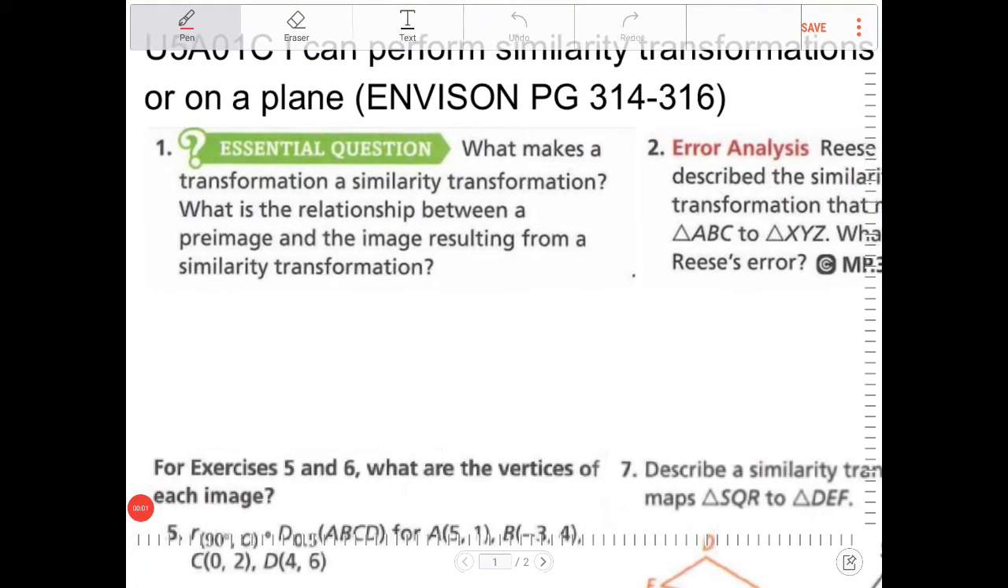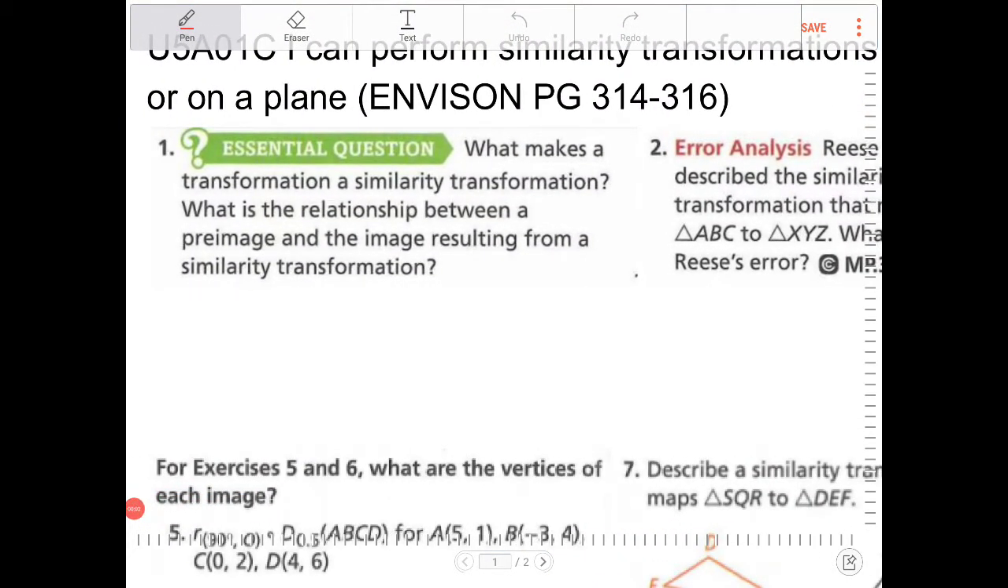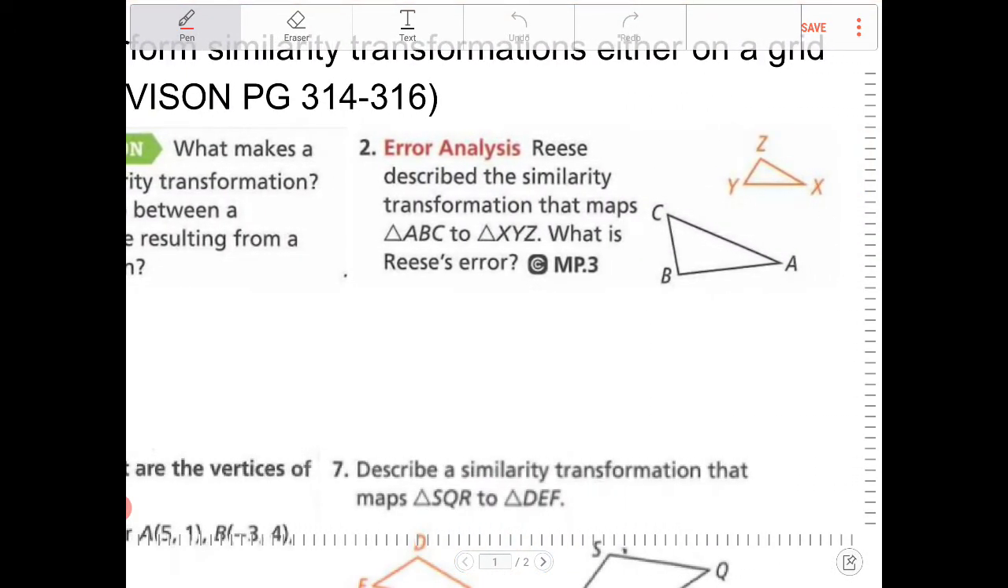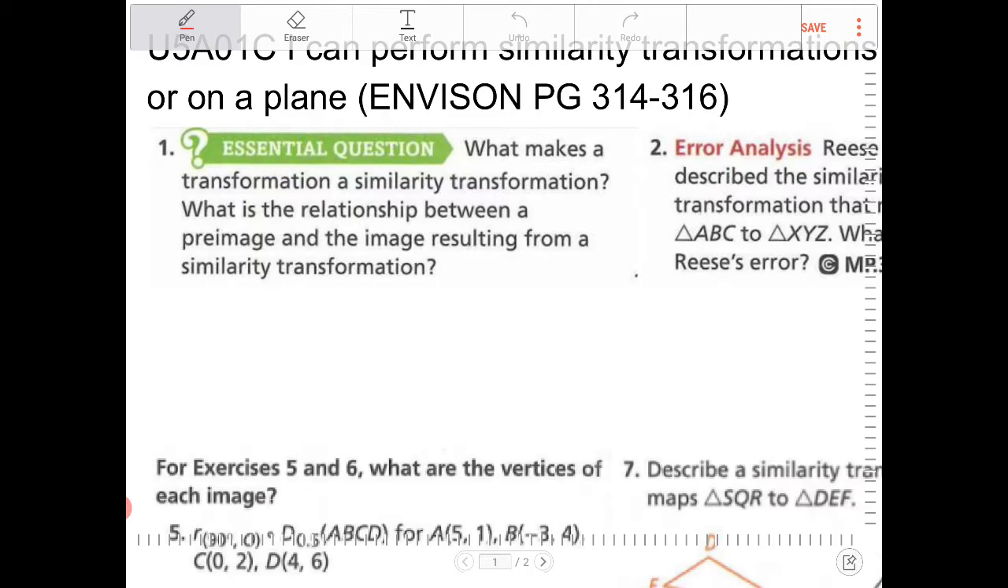Hello students, in this video I will go through exercise U5A01C, where we will be performing similarity transformations either on a grid or on a plane. The questions coming out of this assignment stem directly from the Envision text, pages 314 to 316. Question 1: what makes a transformation a similarity transformation? What is the relationship between a pre-image and the image resulting from a similarity transformation?